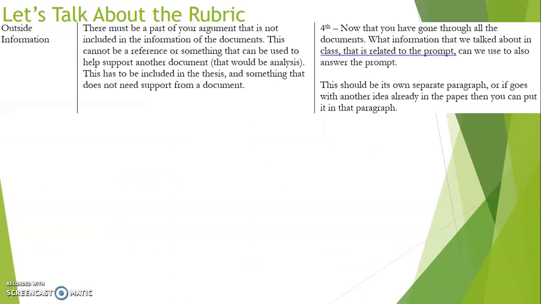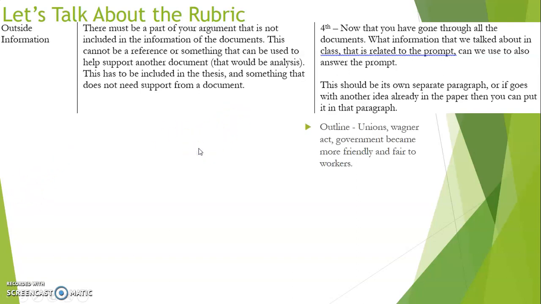All right, outside information should be argued similar to an ACE. It can't be in a document. Even if you're not using the document, it still can't be in another document. And it can't be something that you were using to support another document earlier, because that would be analysis. You also want to include it in your thesis. After you go through all the documents, it's a smart idea to think about what information do I know about this prompt that's not included in any of the documents, and use that as your outside information.